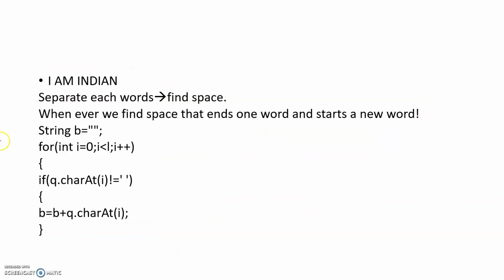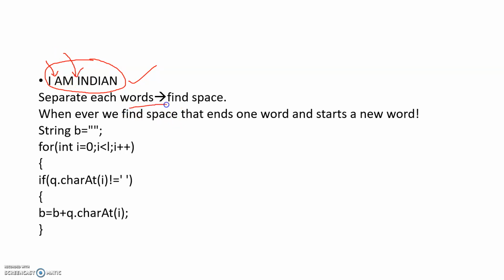Fine. Now, how to extract the words from a string? That algorithm is very important. Suppose you consider this sentence, I am Indian. Separate each word. So I is one word, am is one word, Indian is another word. But how do you tell that I and am are two different words? Between these two there is one space. Similarly, between am and Indian there is one space.